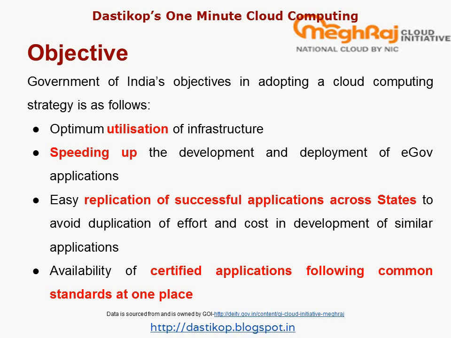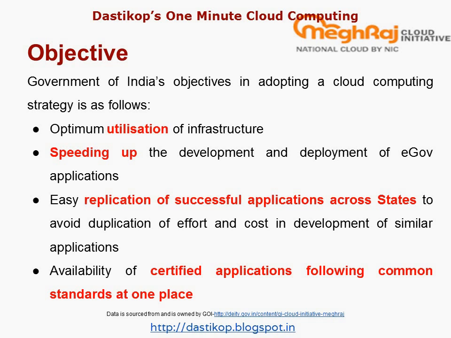Now that I told you the power of cloud computing and the Indian government's decision, the next question is, what do we want to achieve by implementing Digital India using cloud computing technology? The Government of India's objectives in adopting a cloud computing strategy are as follows. The first one is optimum utilization of infrastructure. What it actually means is that the Indian government, even before cloud computing came, has invested a lot of money in building infrastructure. It has built infrastructure for Indian Railways, it has built infrastructure for CMC and all our projects.